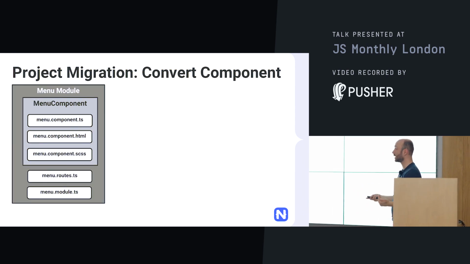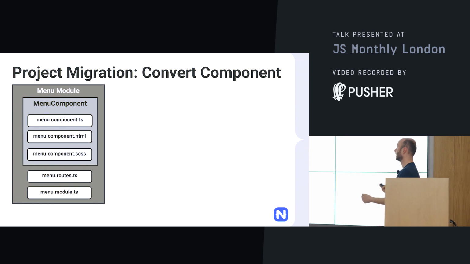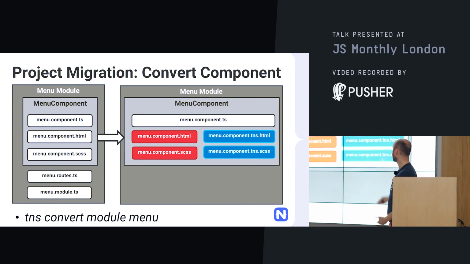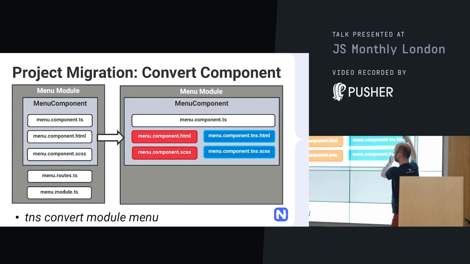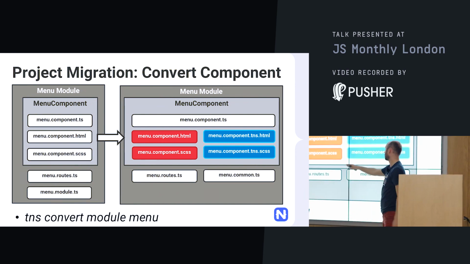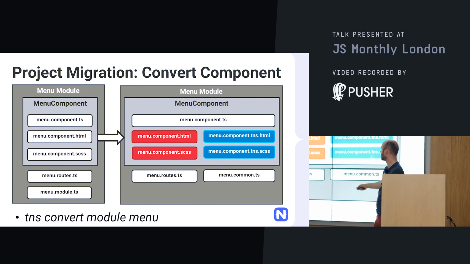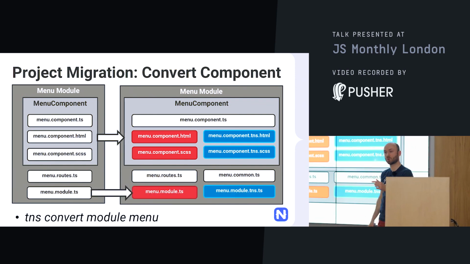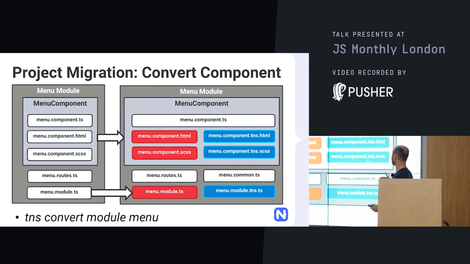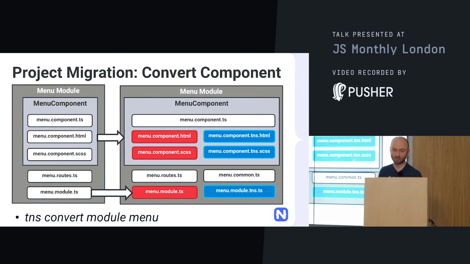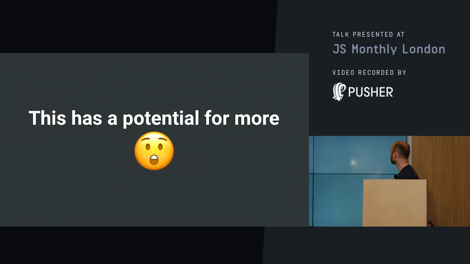And then if you have a module that has a lot of components inside, you could, for example, run TNS convert module menu, or the name of it, and then we'll recreate all your components, then move your routes and your common bits, and then split your modules. So there will still be a little bit of work where we say what actually happens when those HTML files generate, but the structure will be handled for you, which is very, very powerful. And this has potential for more.